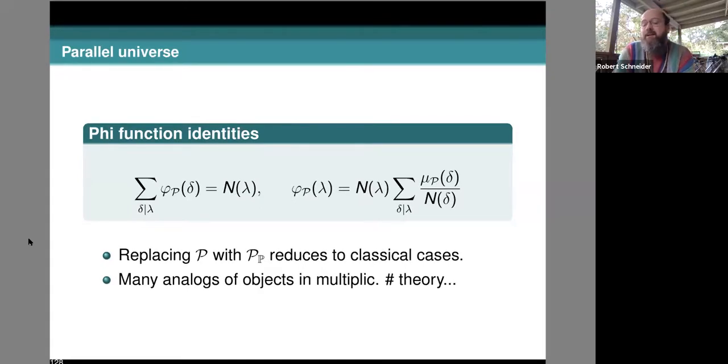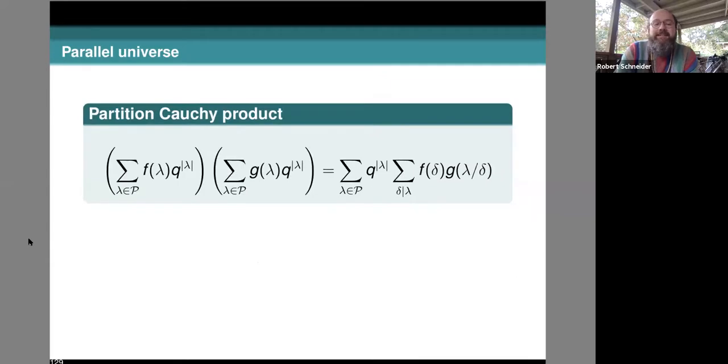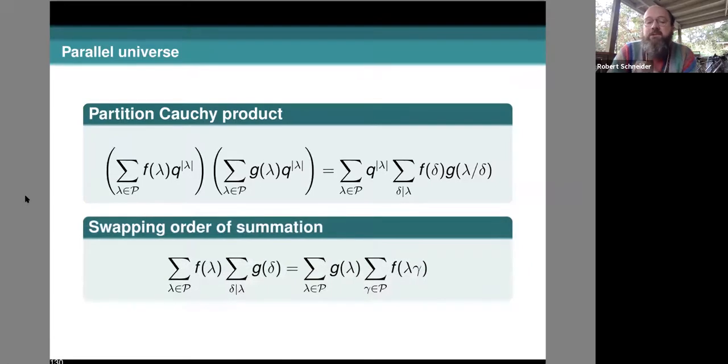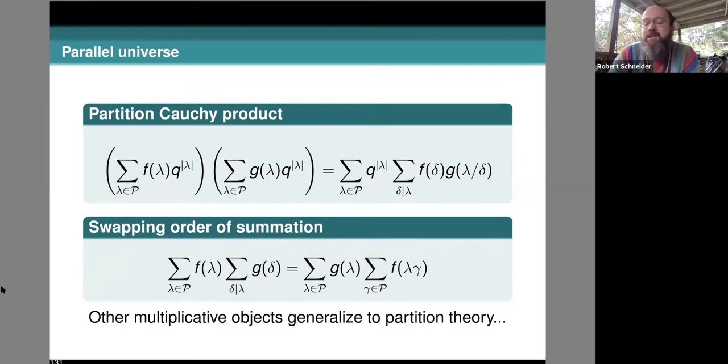And there are also many other analogs of objects in multiplicative number theory. We have a Cauchy product formula. And notice that whereas on the left side, it looks like power series over partitions, on the right-hand side, it generates something that looks like Dirichlet convolution. And in fact, this is like F convolved with G in the partition-theoretic sense on the right. You see that we have the uniting here of the Cauchy product formula and the Dirichlet convolution product of Dirichlet series. If you swap order of summation in partition sums, you get the exact same formula, but using partition-theoretic sums and functions. And there are lots of other objects that generalize to partition theory.